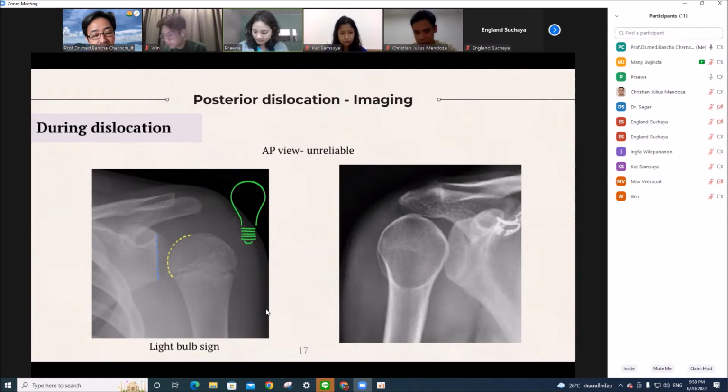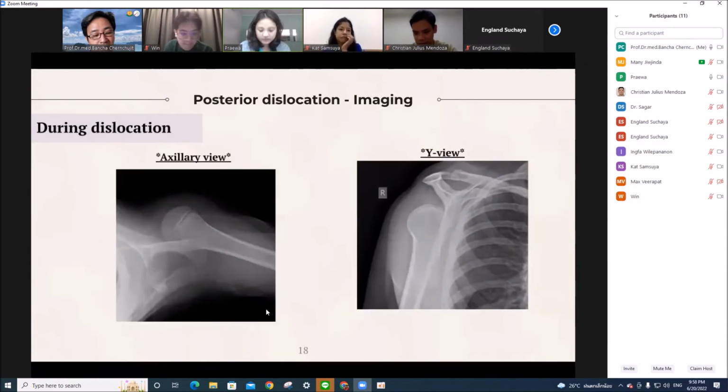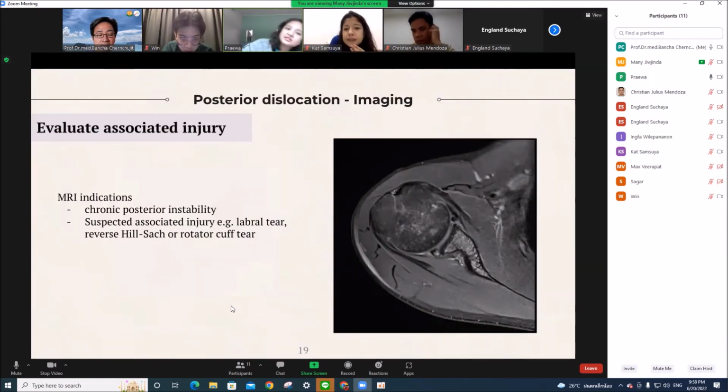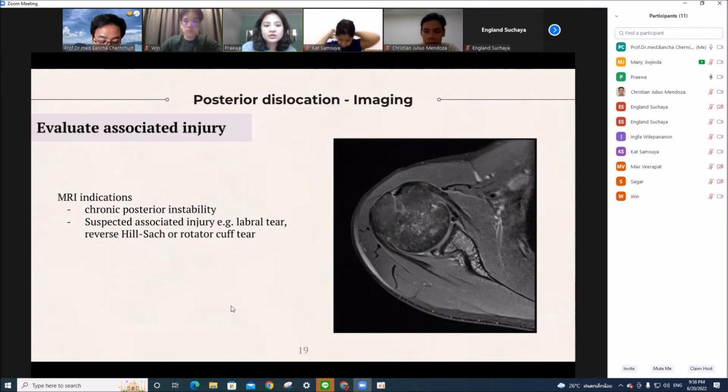Next. Next, that's the axillary view. Okay, and that's the Y view. So you can see in the Y view the head is posterior to the Y. And actually there are indications for MRI for posterior dislocation, which include chronic posterior instability, and if you suspect any associated injury, such as a labral tear, reverse Hill-Sachs, or rotator cuff tear.